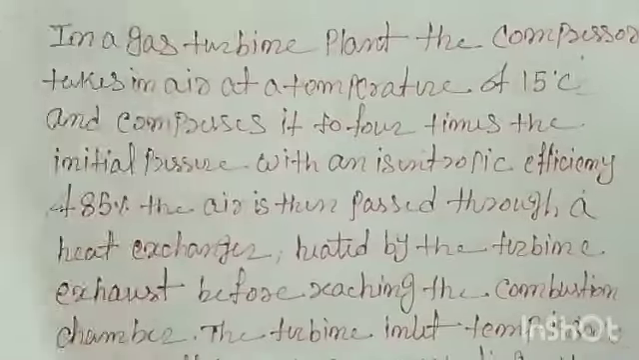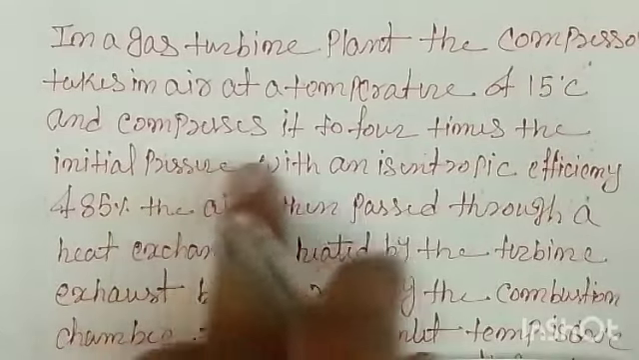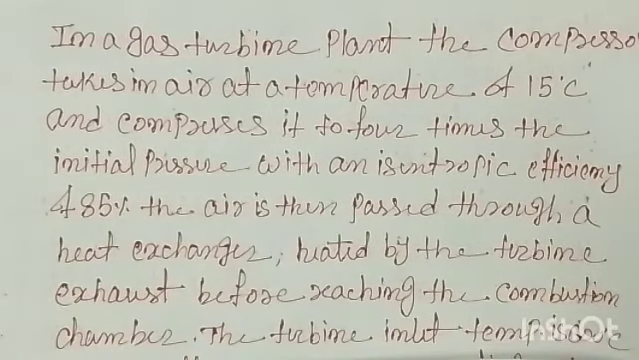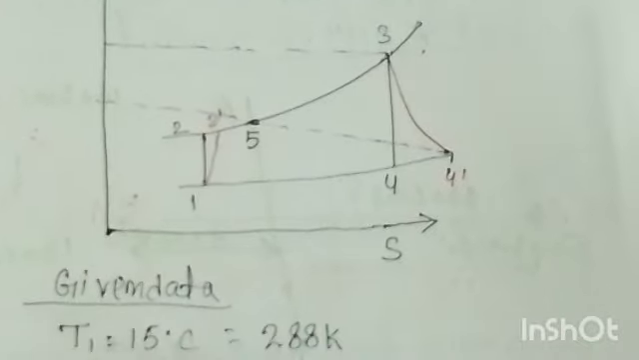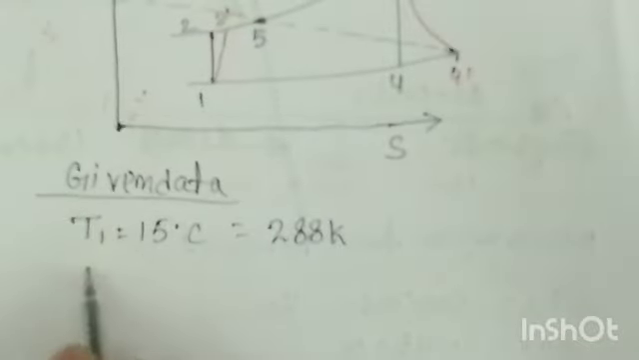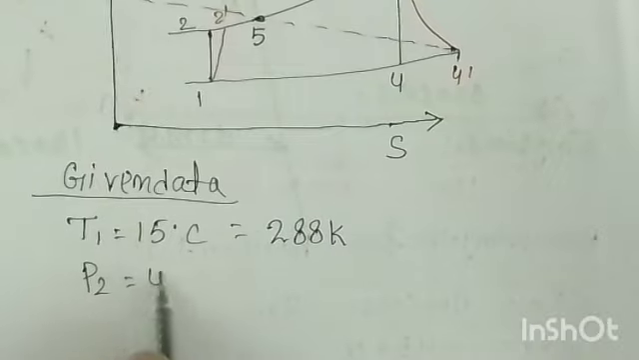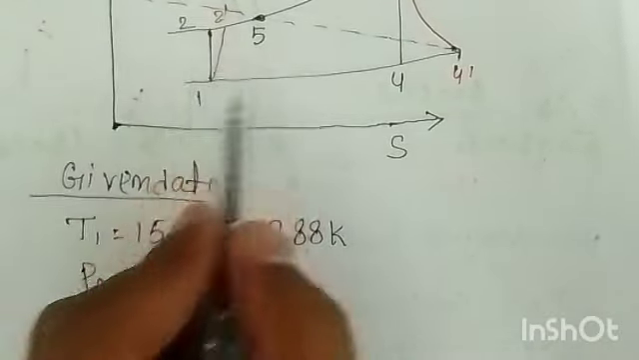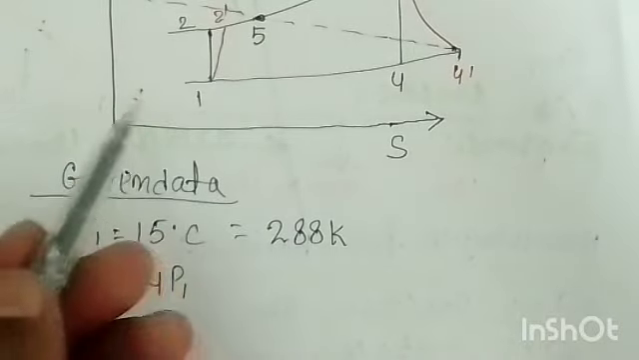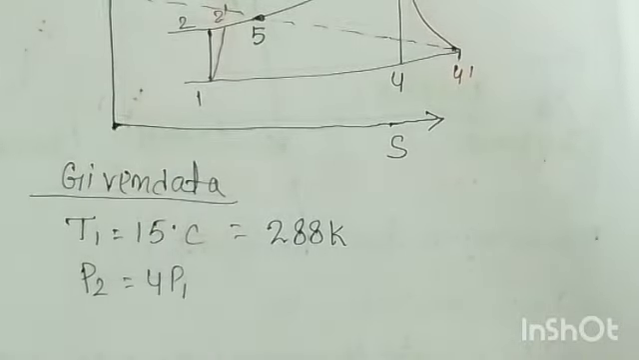Now, it compresses the air to 4 times the initial pressure, which means when it is compressed, its pressure will become P2. So P2 is equal to 4 times P1, where P1 is the initial pressure. So it compresses to 4 times whatever the pressure at which the air is entering.